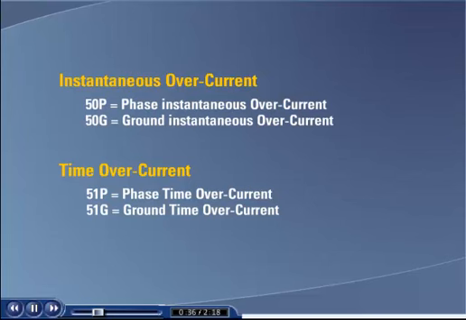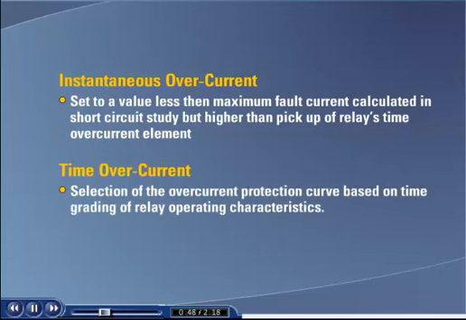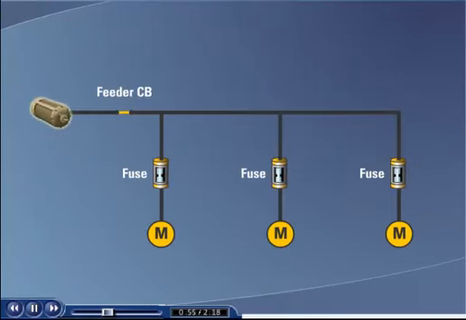The instantaneous overcurrent protection element is set to a value that is less than the maximum fault current calculated in the short circuit study, but higher than the pickup of the relay's time overcurrent element. The selection of the overcurrent protection curve is based on time grading of the relay operating characteristics. To illustrate proper coordination between the sectionalizer, recloser, and fuses, we will now describe how the system should respond to faults at different locations.